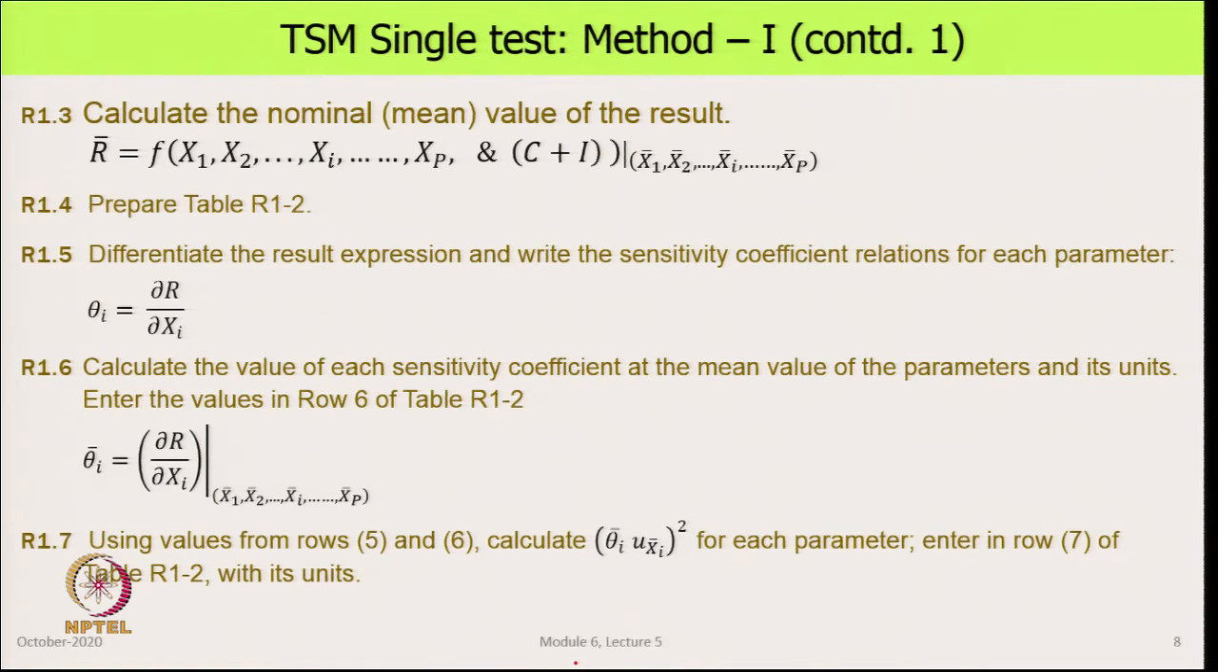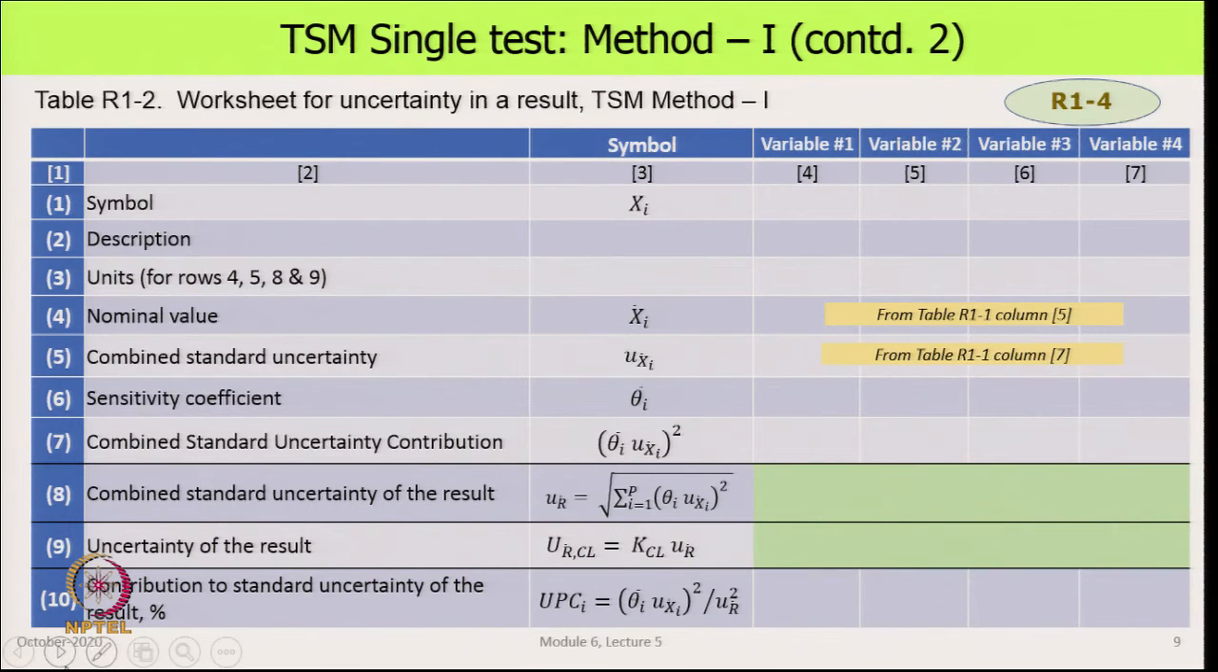Then we continue, we put the mean values into the result formula and we calculate R bar. So, that comes out. Then we make another table. And what I will do, instead of looking at these steps separately, these are integral to the table. So, I will explain these steps in the table itself. So, here is the table.